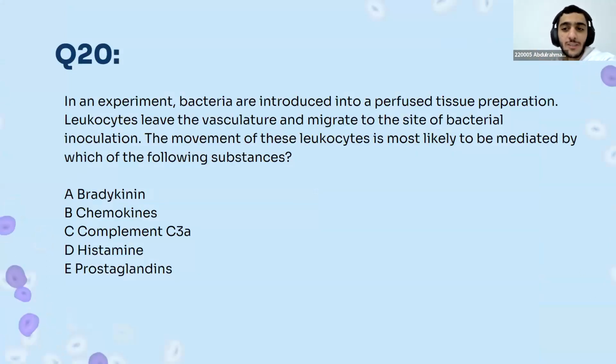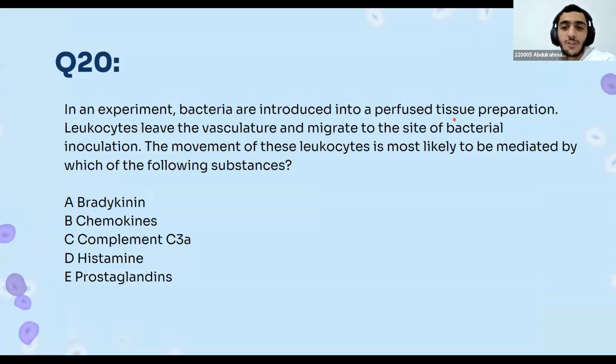Okay, so next question. In an experiment, bacteria are introduced into a perfused tissue preparation. Leukocytes leave the vasculature and migrate to the site of bacterial inoculation. The movement of these leukocytes is most likely mediated by which of the following substances?